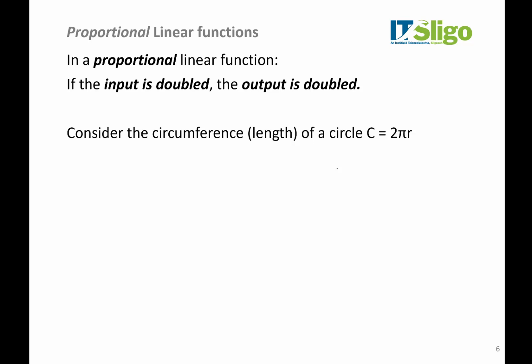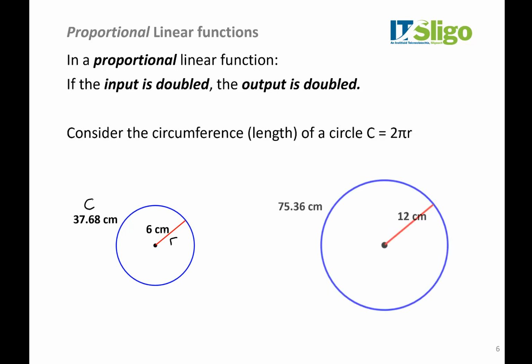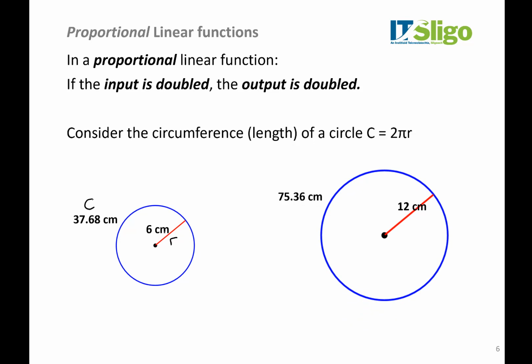So consider the circumference of a circle. C is equal to 2 pi r. Say I let the radius be 6 centimeters, when I multiply 6 by 2 pi, this is now my circumference, and this is my radius. Now, if I double the radius, that doubles the length of the circumference. I know this seems obvious, guys, and I'm laboring the point deliberately. The reason why I'm laboring it is linear functions are the only functions which have this property, that if you double the input, it doubles the output.